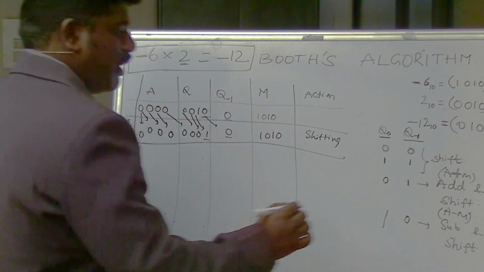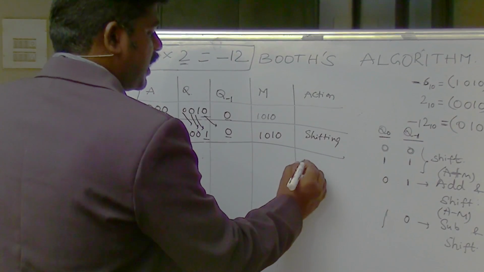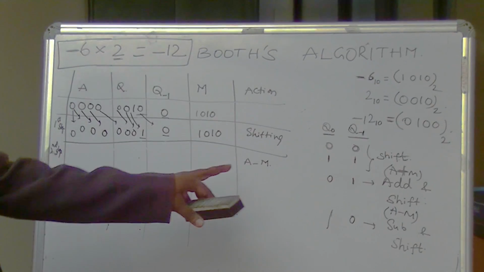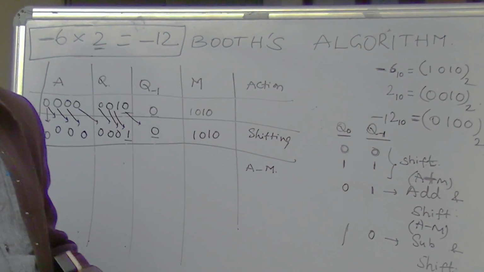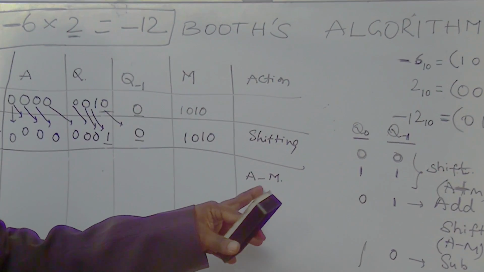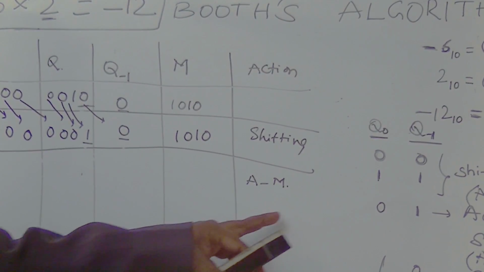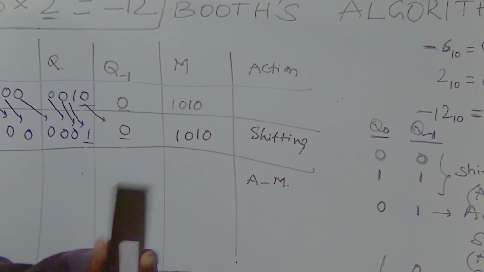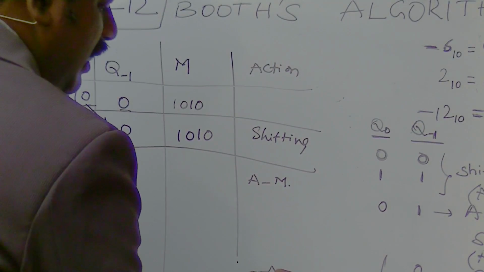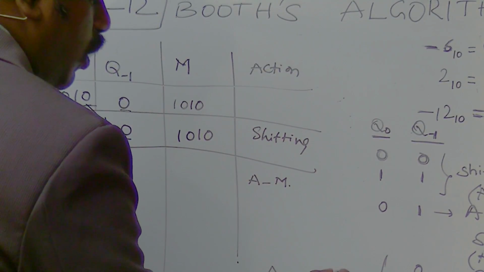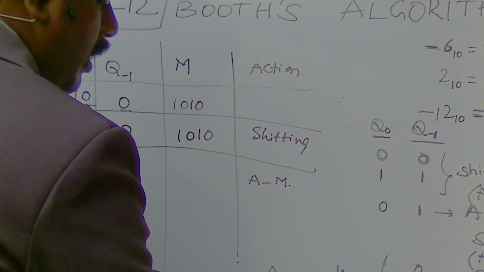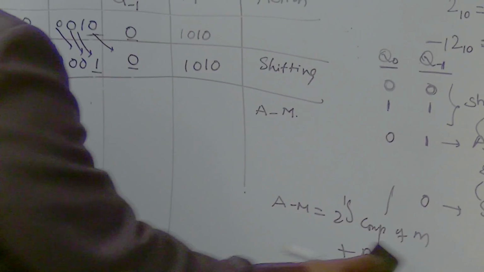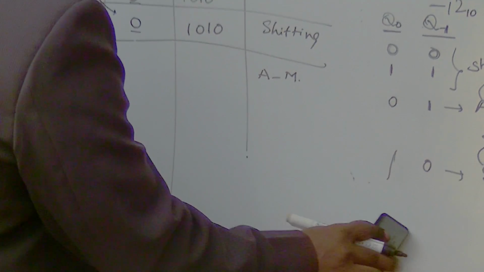First, we do the subtraction, that is A minus M. As I told you, we can't do A minus M directly. So we find the 2's complement of M and then add that value with A. So A minus M is equal to the 2's complement of M plus A. This is how you do A minus M.